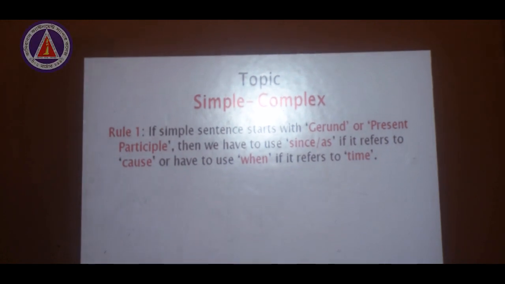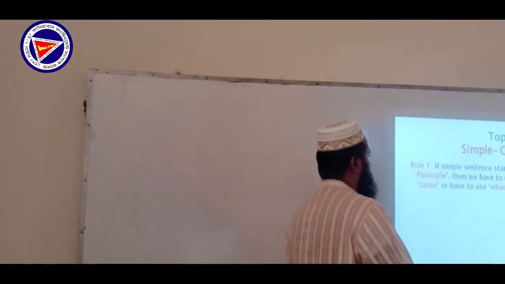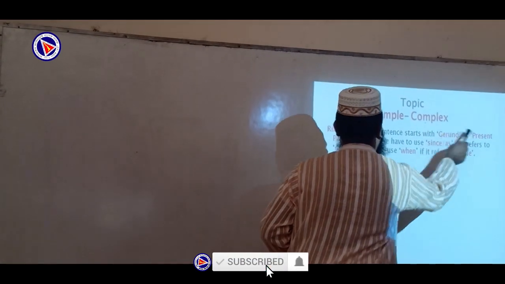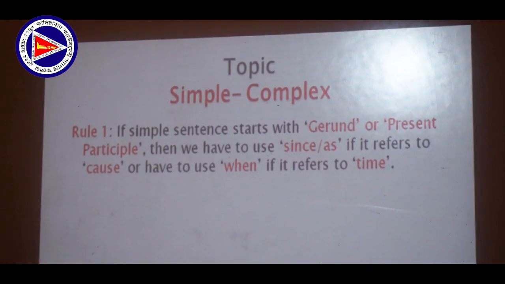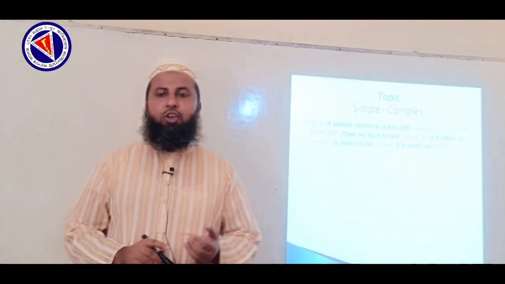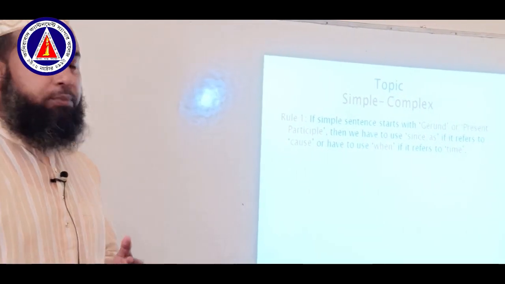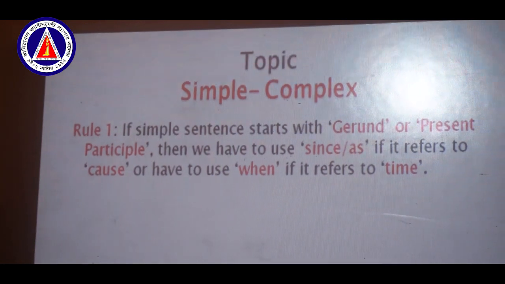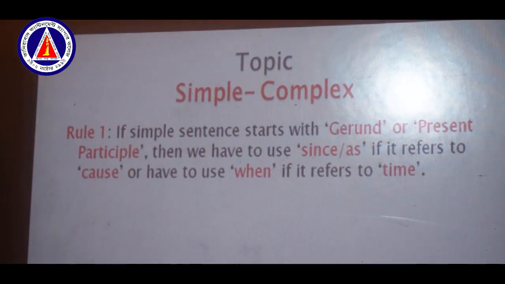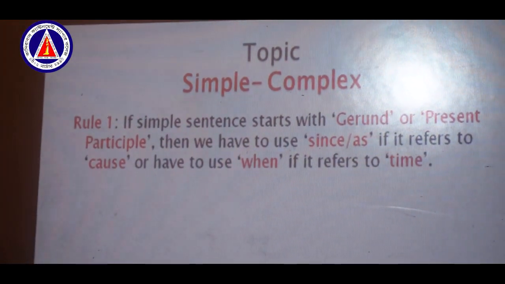So my dear students, here is rule number 1. If a simple sentence starts with a gerund or present participle, remember, gerund or present participle. First, you have to understand what is a gerund and what is a present participle. For both cases, we have to add ing with the base form of the verb.